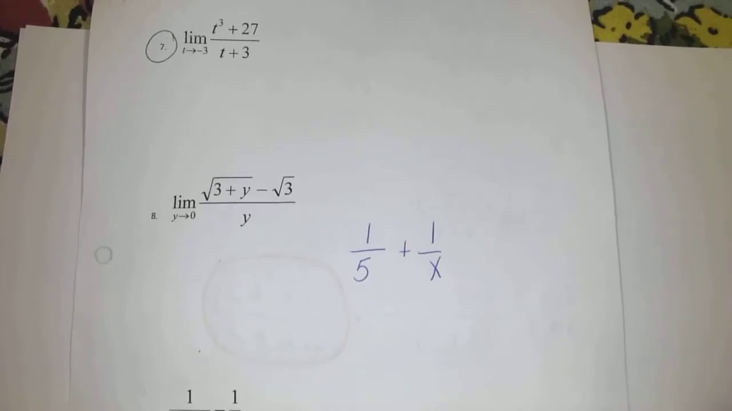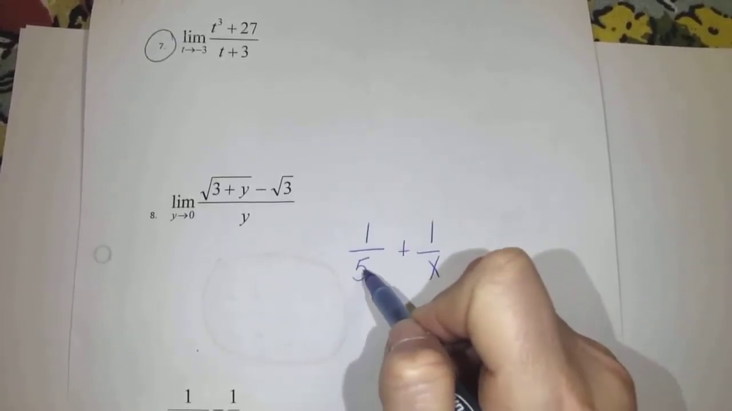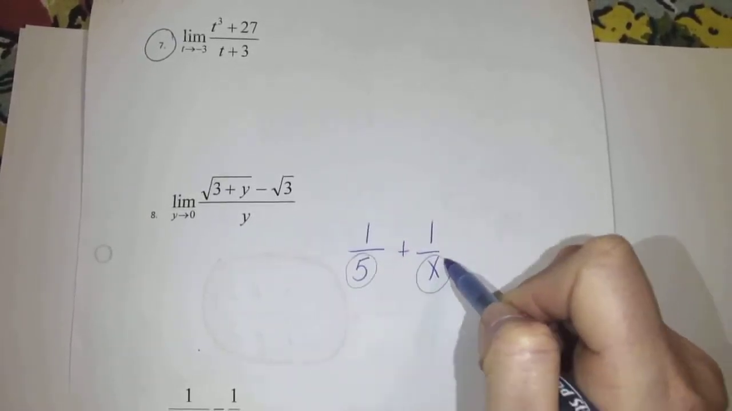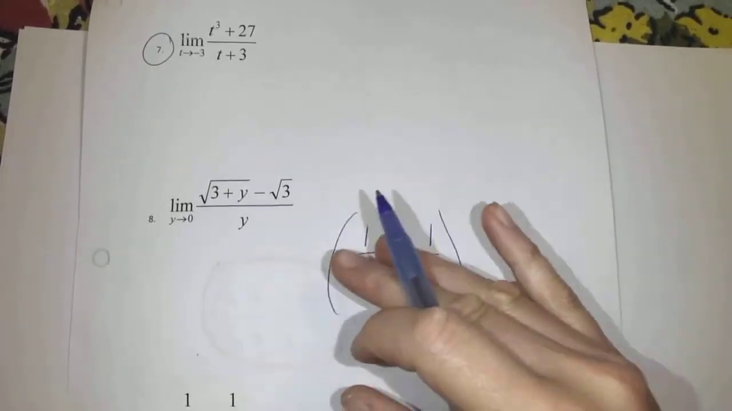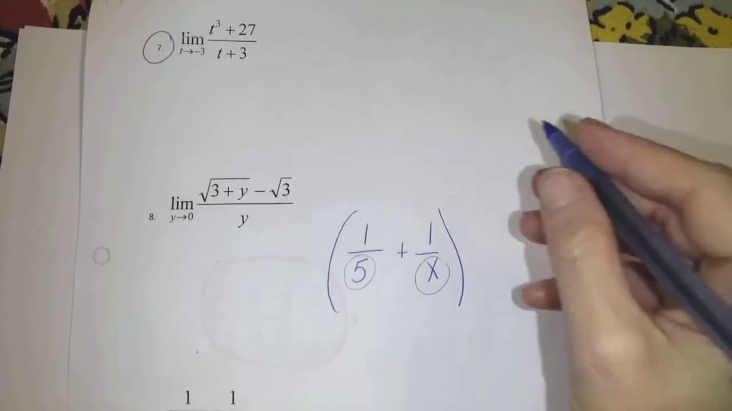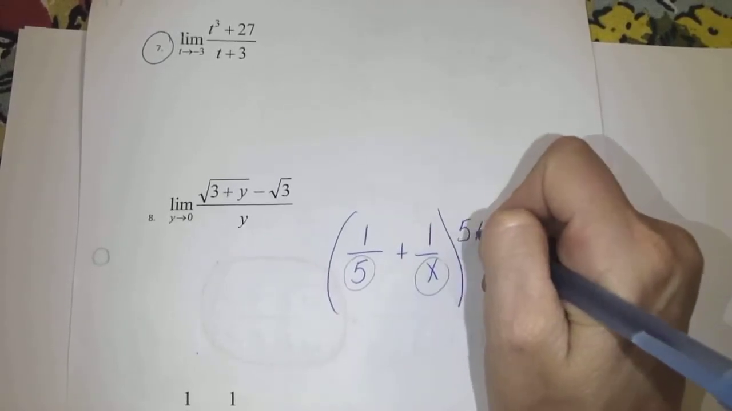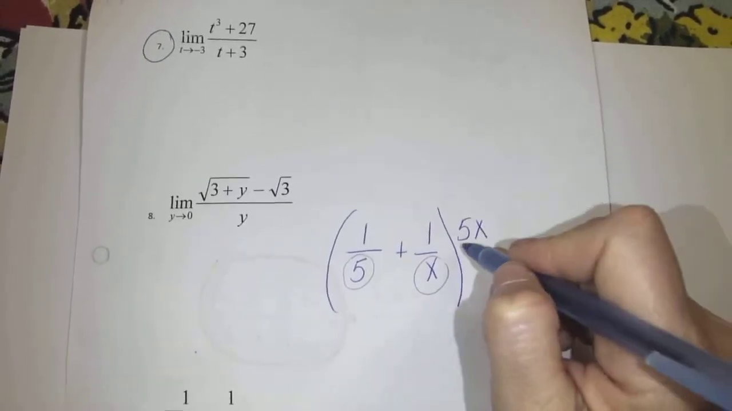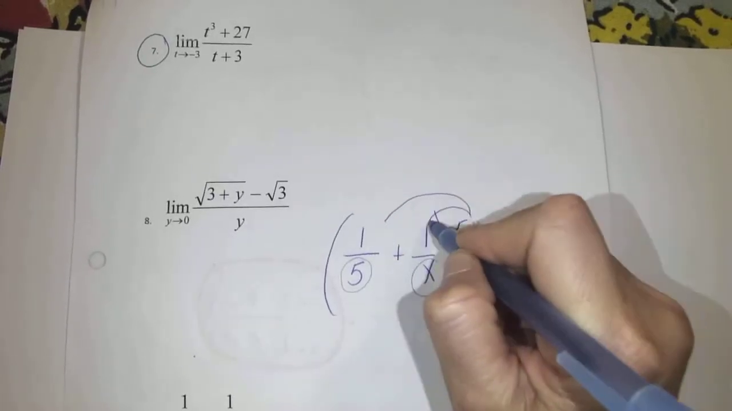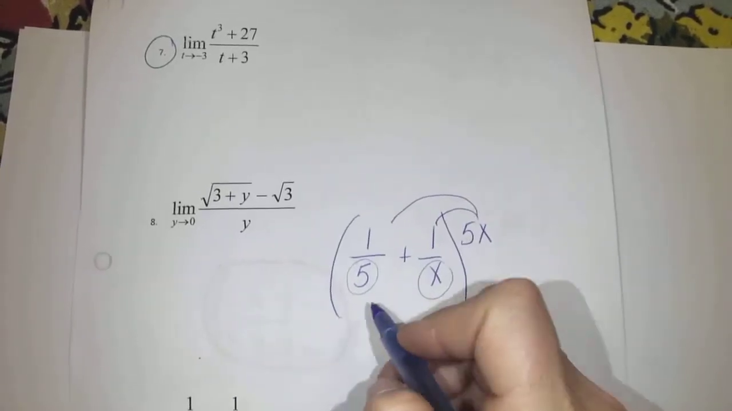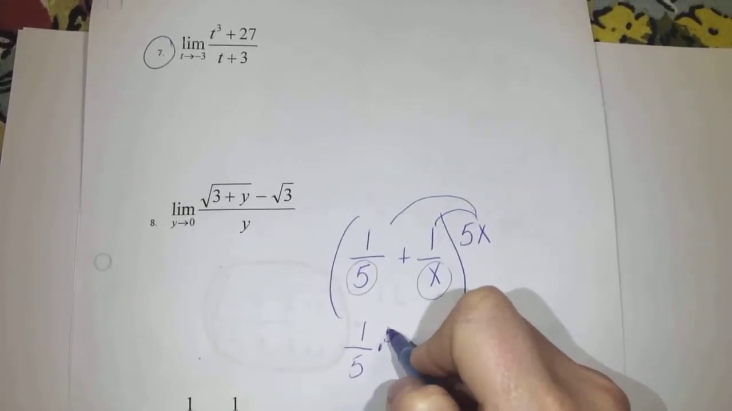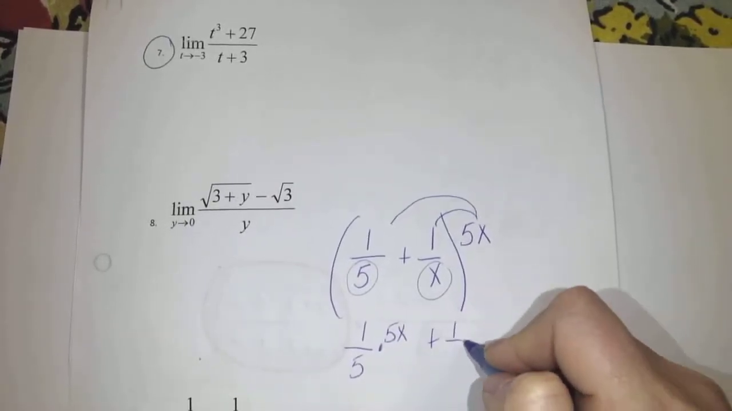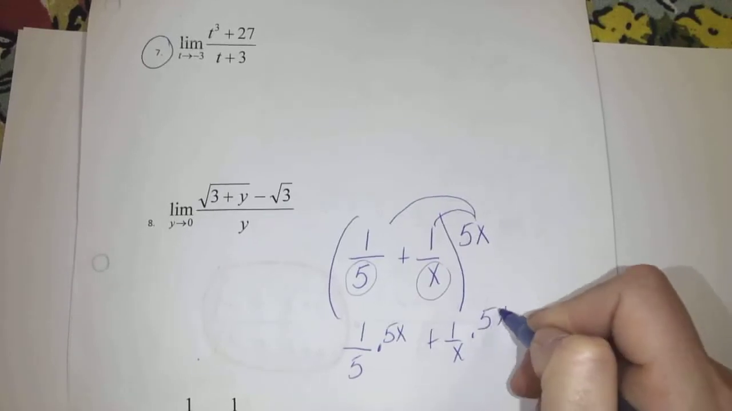So if you're able to somehow in the problem, if I look at the denominators here, I have a 5 and an x on the bottom. If I multiply those fractions by those denominators, which are a 5 and an x, now you would have to distribute that 5x to each one. Let me show all that work so you can see it. 1 over 5 times 5x plus 1 over x times 5x.